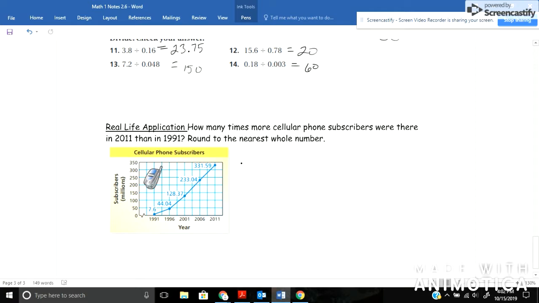It says how many times more cell phone subscribers were there in 2011 than in 1991. You'll see in 1991 there were not very many, and in 2011 it has just skyrocketed. And then lastly, round to the nearest whole number. Okay, the keyword here is how many times more. It's going to actually tell us to divide. So we'll take our total in 2011, which is 331.59, and that's in millions, divided by how many we had in 91, which was 7.6.